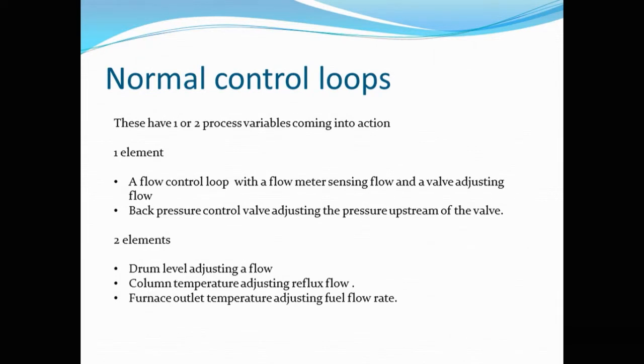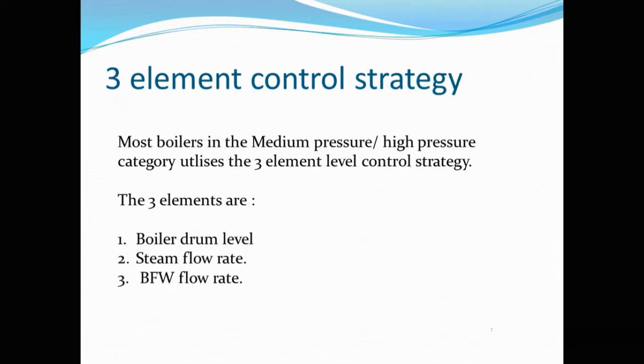The other situation is when two elements come into play, like controlling the level of a vessel by adjusting a flow from that vessel, or adjusting the column temperature by adjusting the reflux. The boiler drum level control or the process steam generator drum level control has three elements, which is slightly different from the other loops. The control parameters which come into play are: 1. the boiler drum level, 2. the steam flow rate, and 3. the boiler feed water flow rate. So the control takes care of three process variables.